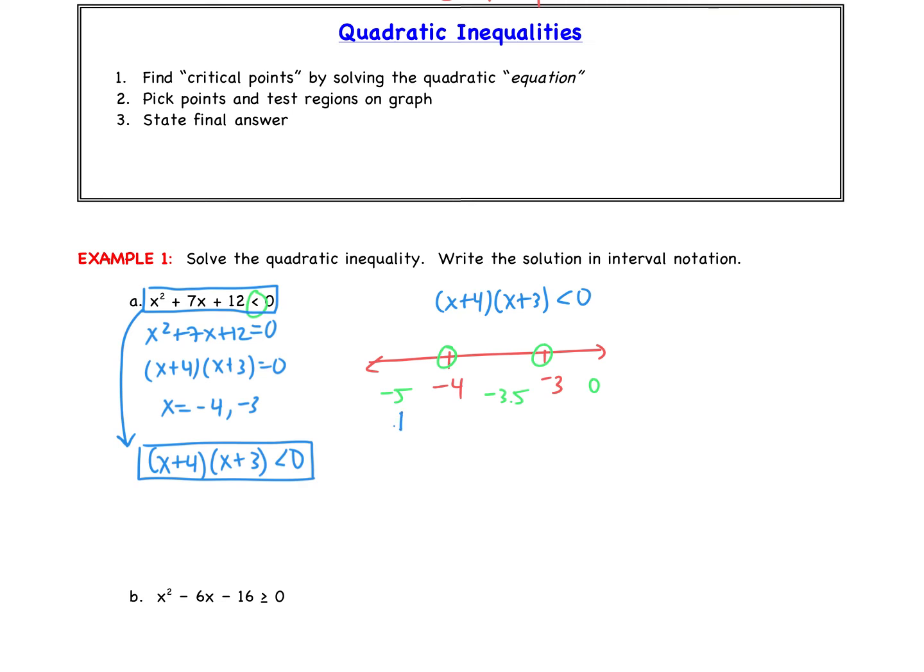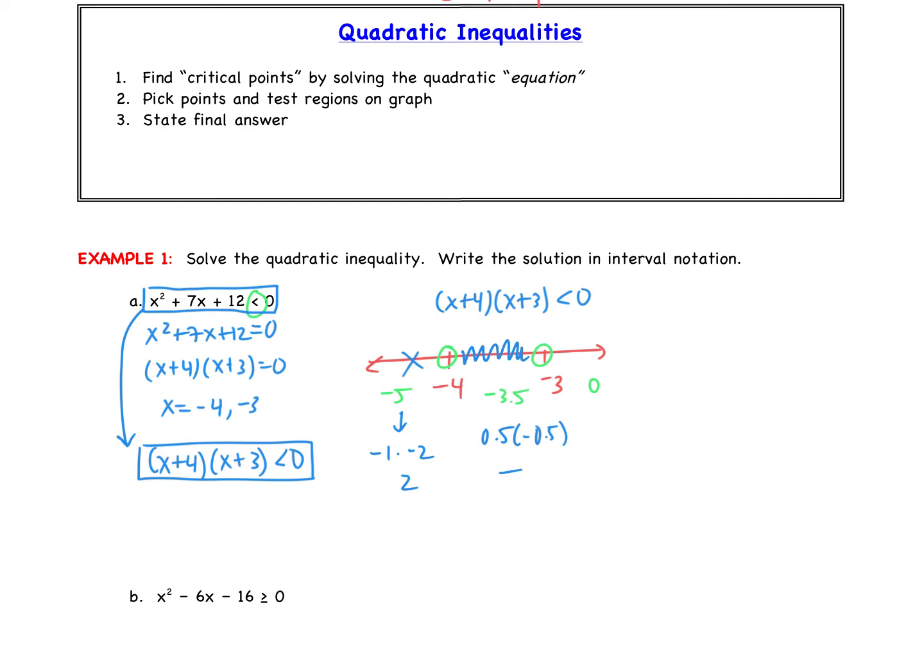Okay, so if I plug in -5 then, -5 plus 4 is -1. -5 plus 3 is -2, which will give me a +2. So then the question is, is +2 less than 0? Of course it's not, so this is not part of our solution. If I plug in -3.5, I will get 0.5 times -0.5, which is a negative number. I don't care what the value is. All I care about is, is that number less than 0? Well, it's a negative number, so of course it's going to be less than 0. So this is part of our solution.